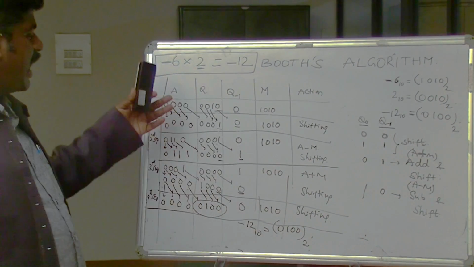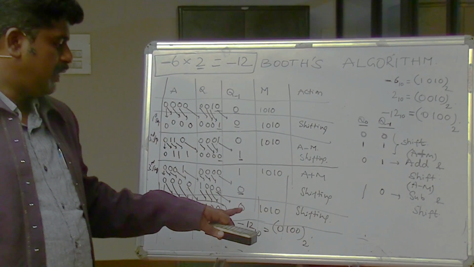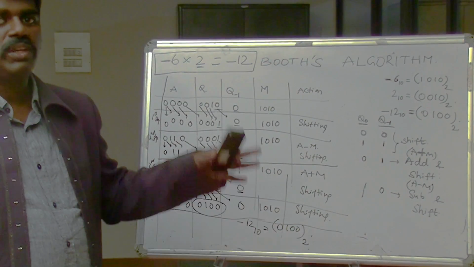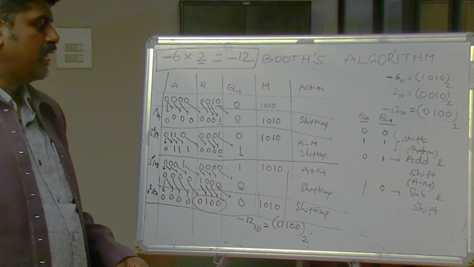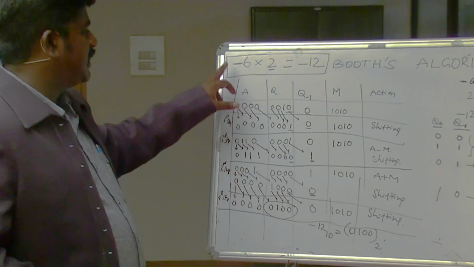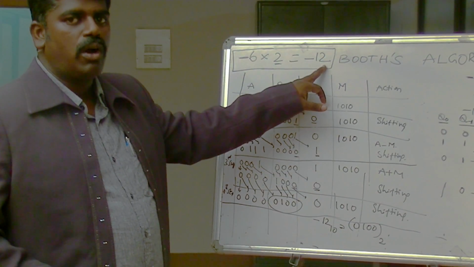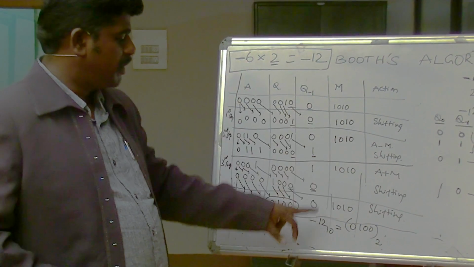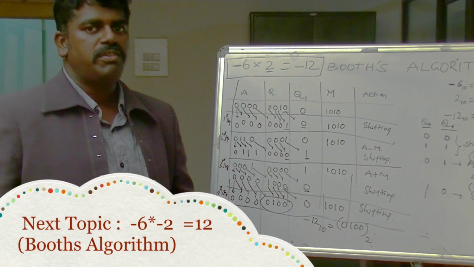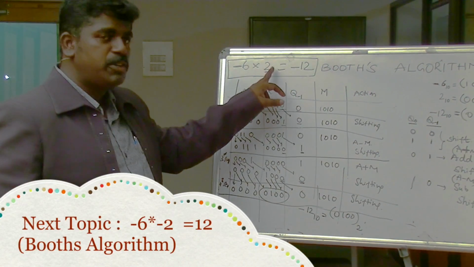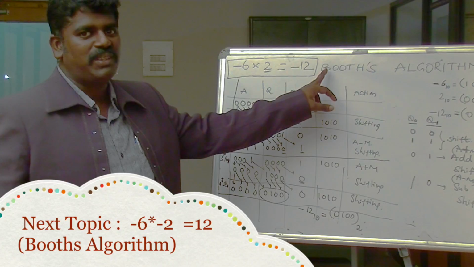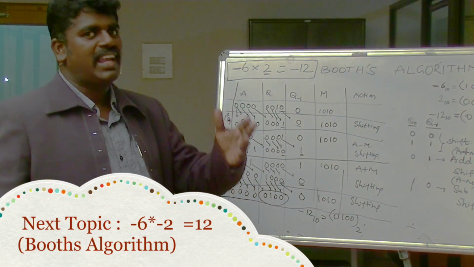We have the 8-bit value, and we check Q0 and Q minus 1 and do the process. So now we are clear with minus 6 and 2 with the negative sign, and how the 2's complement value of 12 we got. In the next video, we will see minus 6 into minus 2, and how you get the positive value of 12. With this, we can end this series.